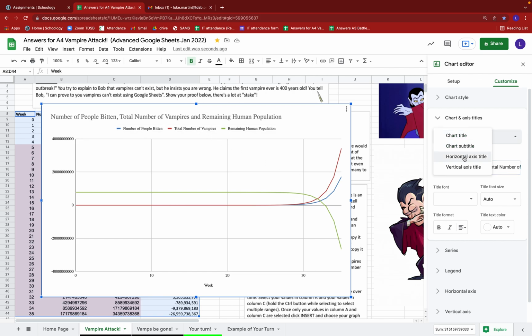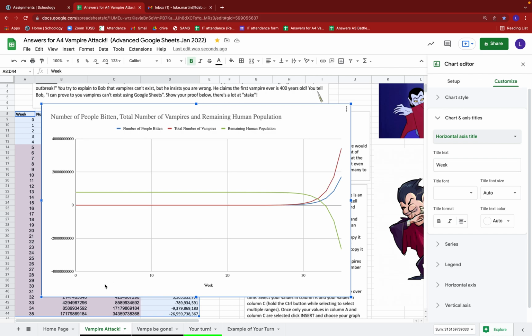Also for the x-axis, the horizontal, it already says week. And that is kind of what we're looking at here, so that might be fine. Under the vertical title, which is here, the vertical axis, it doesn't say anything. So think about something that might describe what we're looking at here. Keep in mind that it's representing both vampires and human population, so maybe just the word population would be good to have on that side.